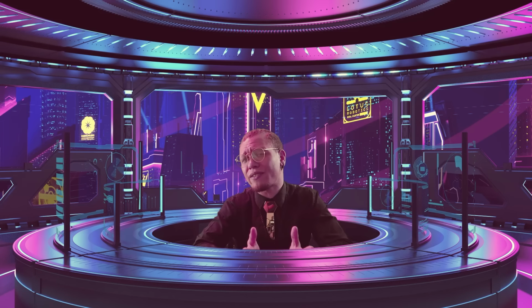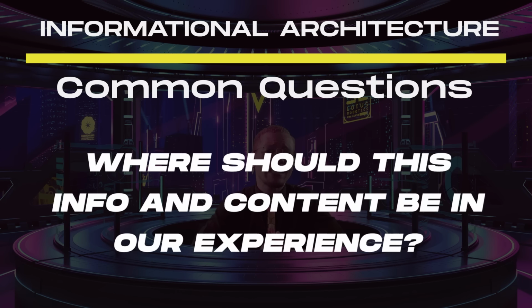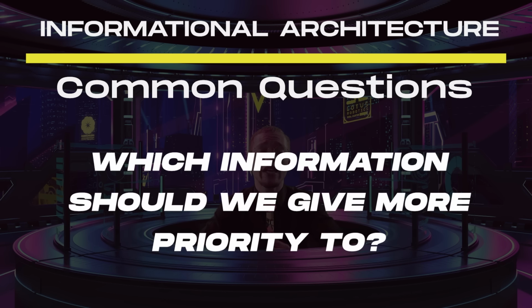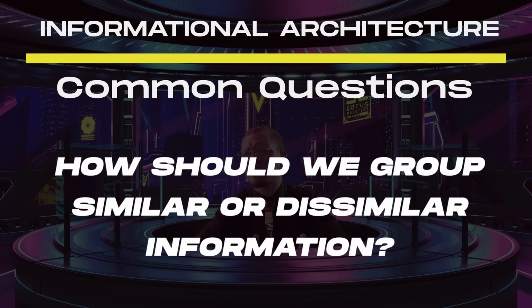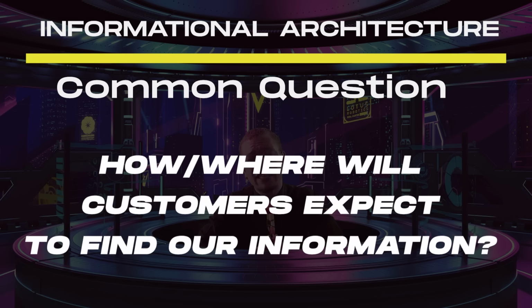First off, as someone creating information architecture, you can kind of think of yourself as a digital librarian. But instead of books, you'll be creating and organizing content within a digital product. You'll be asking questions like, where should this information and content we have be in our experience? Which information should we give more priority to? How should we group similar or dissimilar information in our experience? And how and where will our customers expect to find the information that we have?